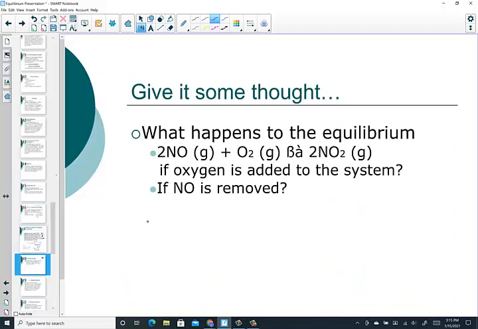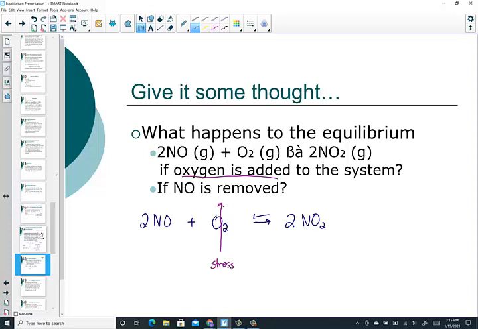Here we have a reaction. 2 units of NO in the gaseous phase reacts with a molecule of oxygen in the gaseous phase, and it's in dynamic equilibrium with 2 molecules of NO2, also in the gaseous phase. Let's suppose we upset this equilibrium by adding oxygen. So here's my stress. The stress for this equilibrium is increasing a reactant. I'm going to add more oxygen.